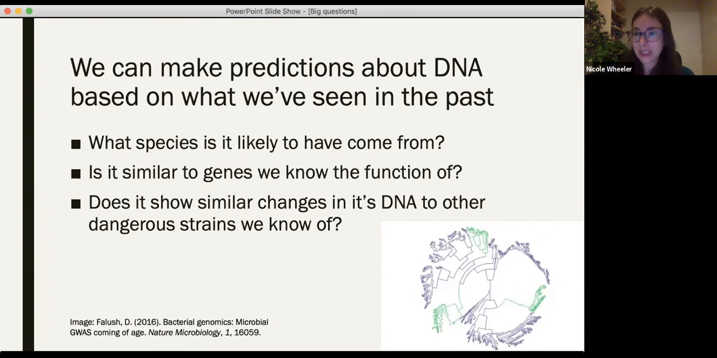Does this piece of DNA have a gene in it that's similar to other genes that we've seen before and we know the function of quite well? And finally, within our piece of DNA or within the DNA of an organism, do we see mutations and other genetic changes that we've seen before that seem to be associated with something like drug resistance or bad infection outcomes?